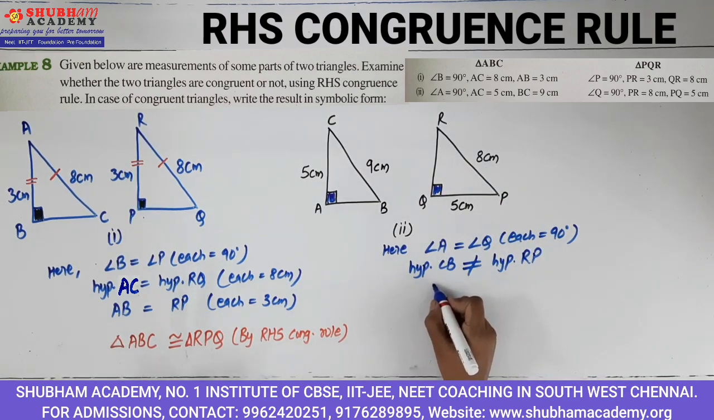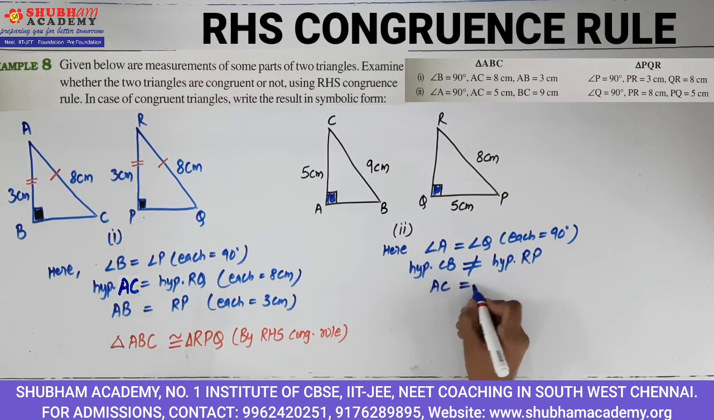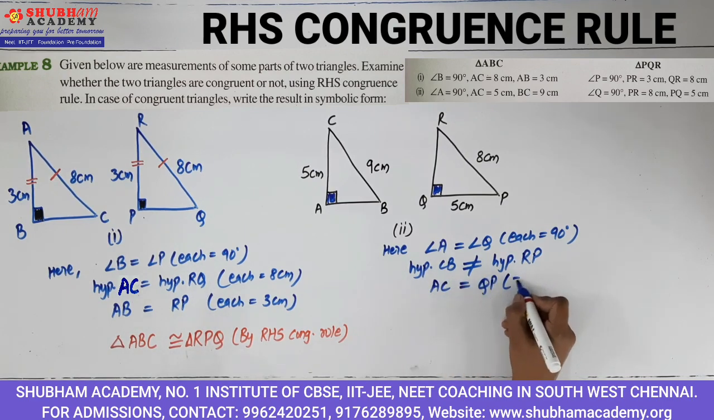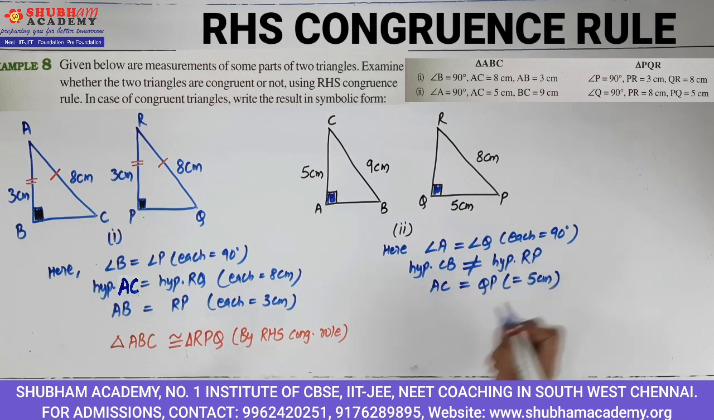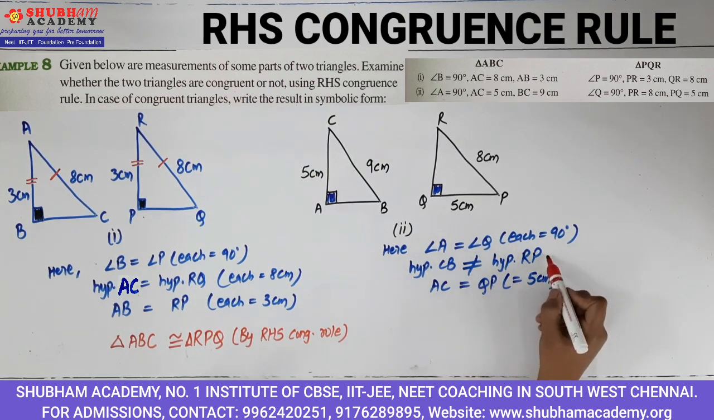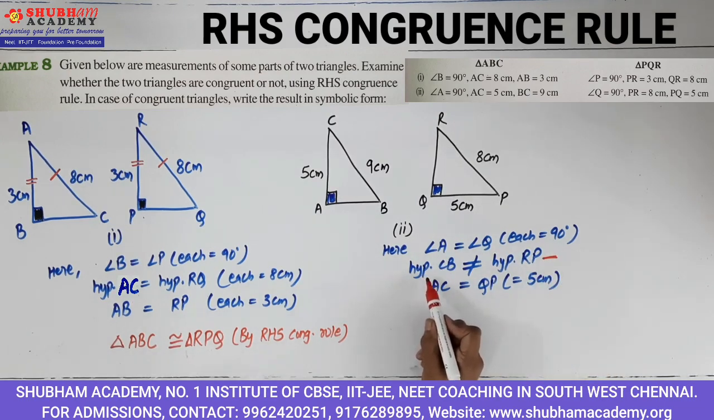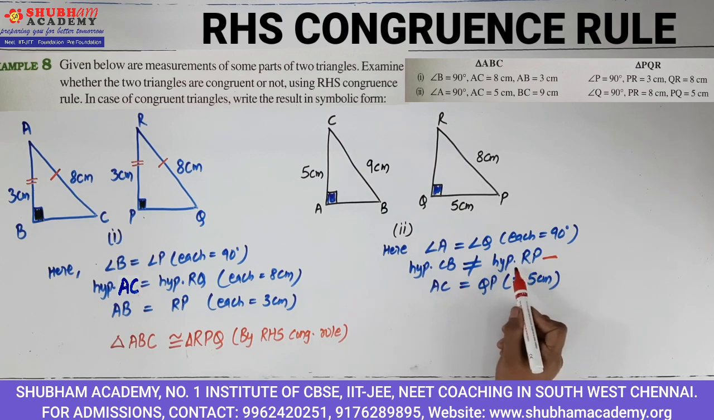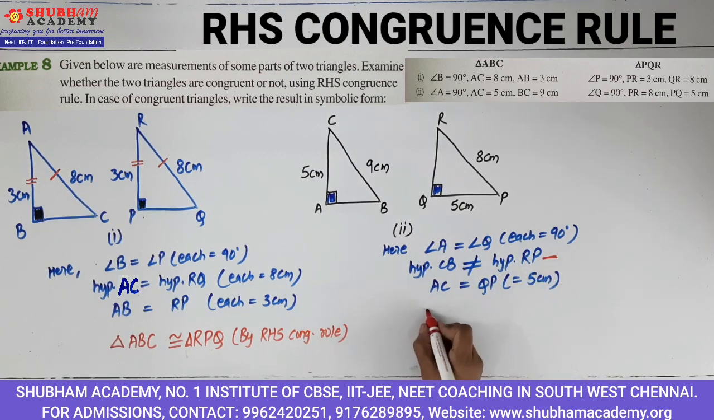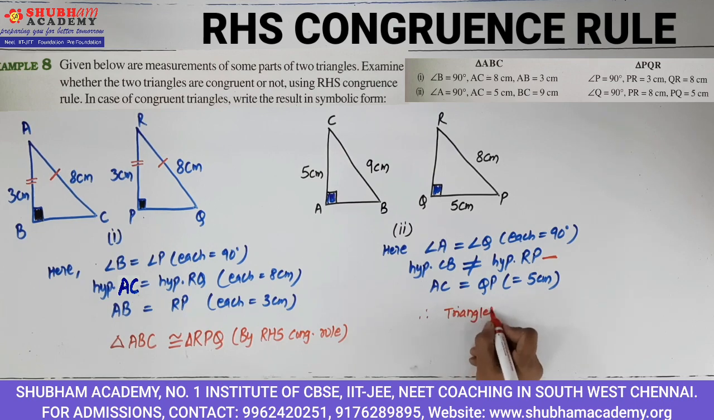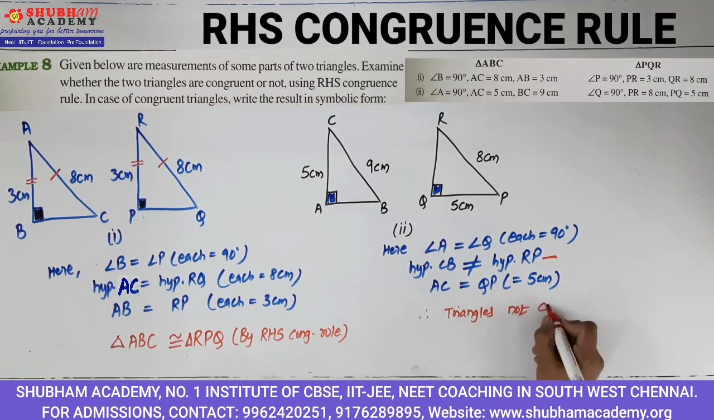Even though AC and QP are both equal to 5 centimeters, we can still see that this particular condition is not being fulfilled. That is, hypotenuse CB is not equal to hypotenuse RP. Therefore, the triangles are not congruent under the RHS congruence rule.